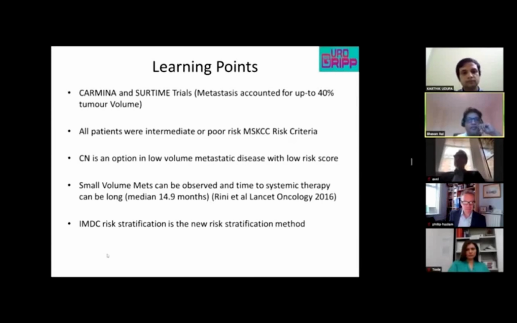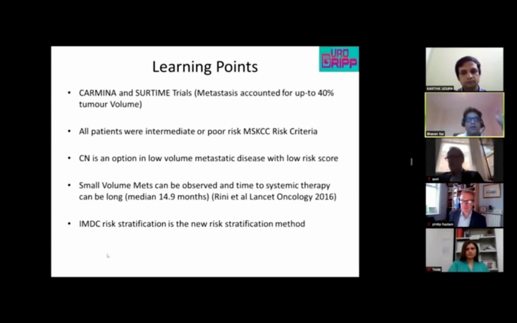Professor Bex in his presentation spoke about patients with high volume metastatic disease and the consideration of immediate systemic therapy and perhaps cytoreductive nephrectomy later on. But this is a different group of patients. These are fit patients with a renal mass and very low volume metastatic disease. Whilst we don't have level 1 evidence for this, a lot of us believe that cytoreductive nephrectomy has a role to play in this.